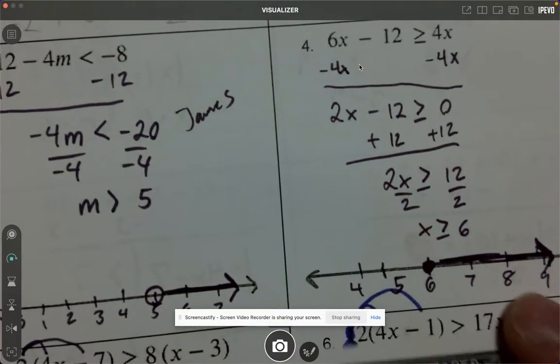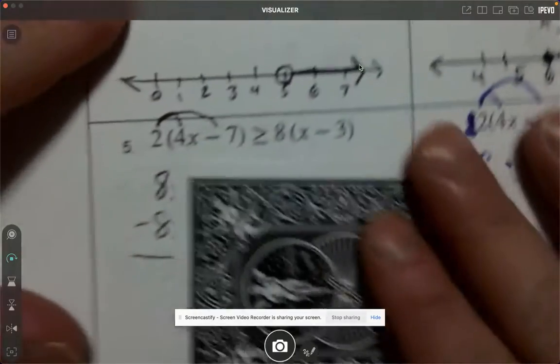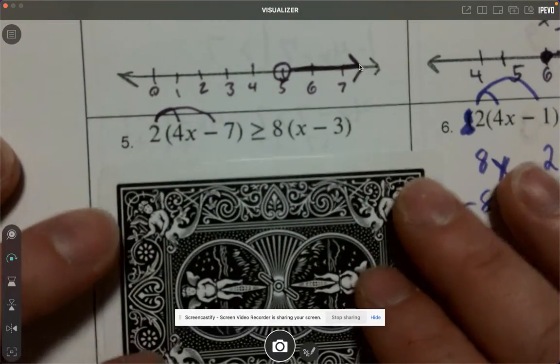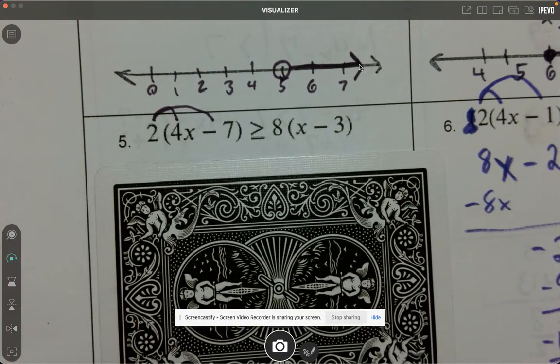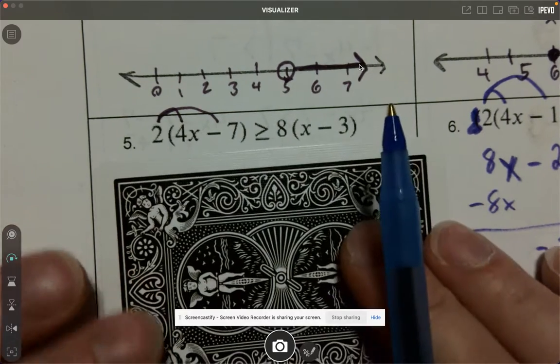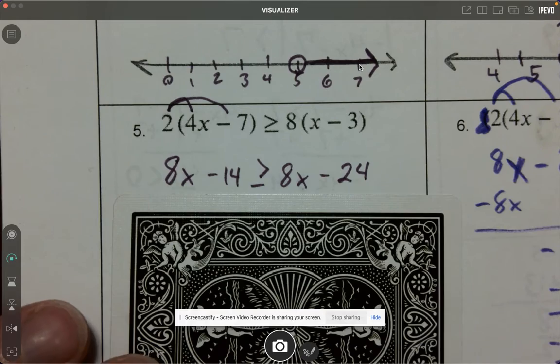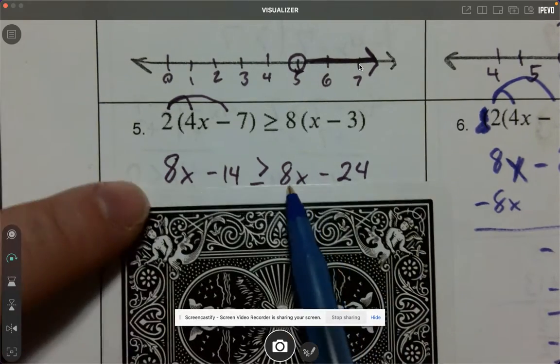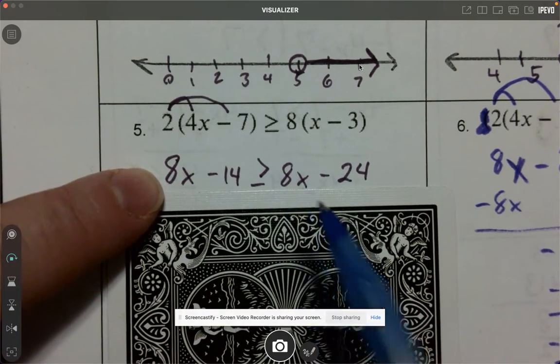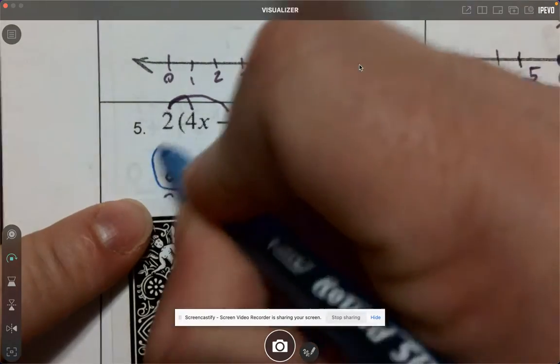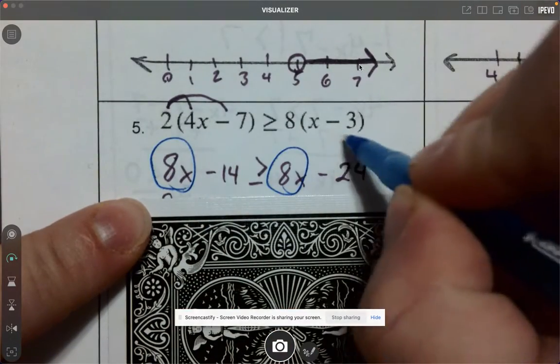Number 5 on the review. Again, variables on both sides. Some of you guys are asking, how do you do it when there's variables on both sides? The key is, well, after you distribute on both sides and get this, you get rid of the smaller term. However, you'll see here, they both are the same. So 8x and 8x are the same.